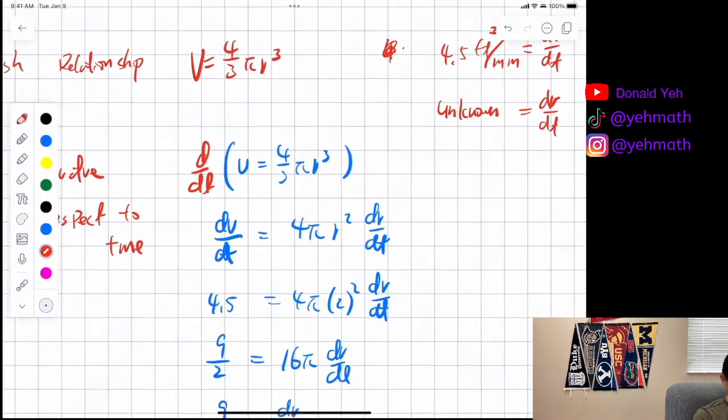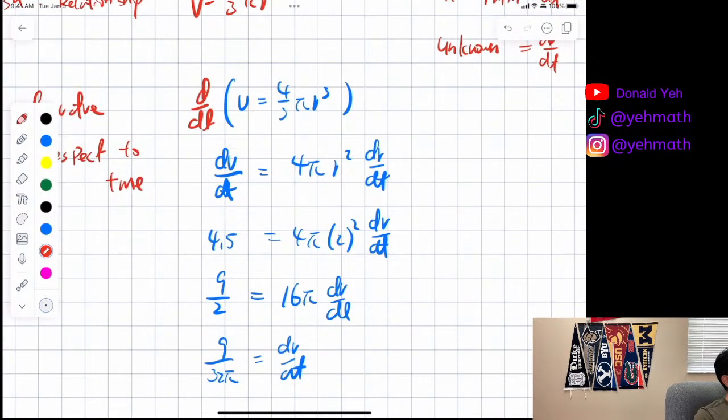Why am I highlighting the screen? So if you solve it, it's going to be 9 over 32 pi. Jared, does that make sense?